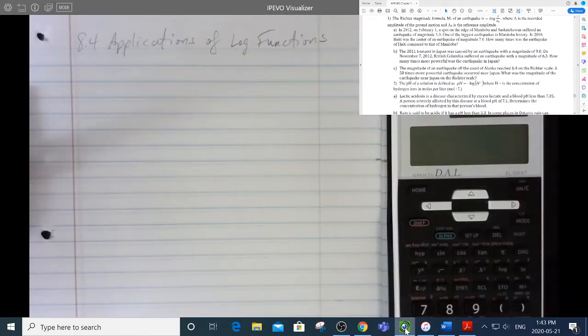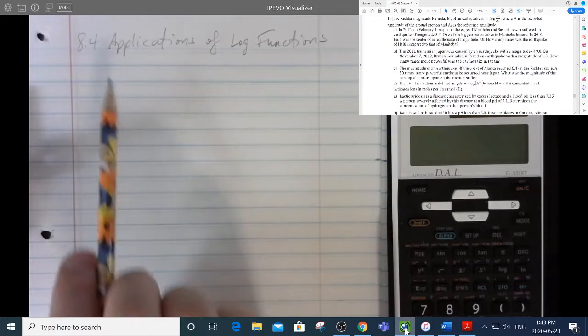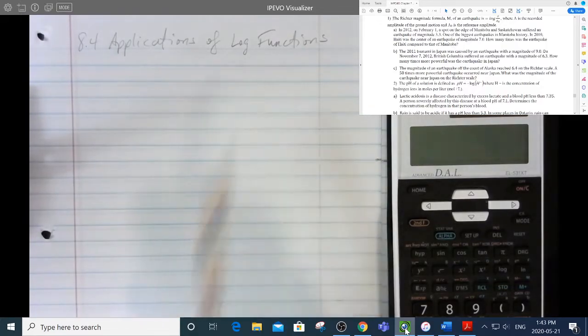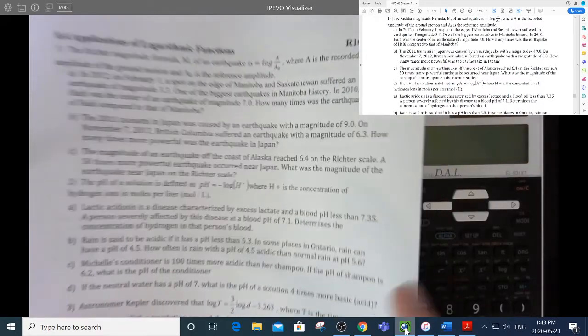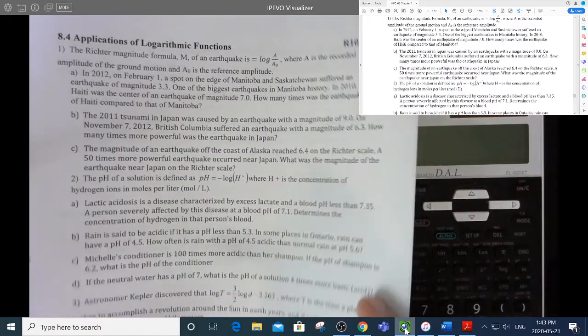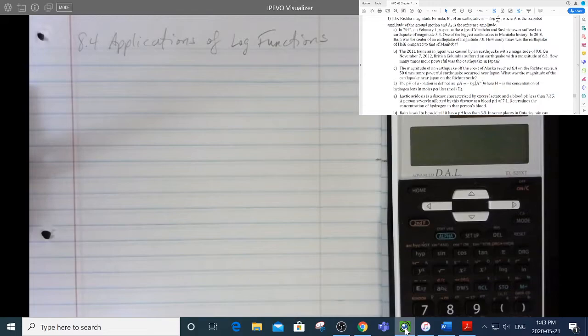Hi there everybody. This is a video for my 40S pre-cal students, and I've been getting a lot of messages about the problems in the 8.4 applications of log functions. That's this assignment here, the second last one in the exercise booklet, and I'm getting three different issues popping up for people, so I'm going to try to address them all at once.